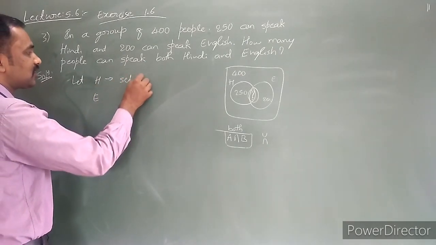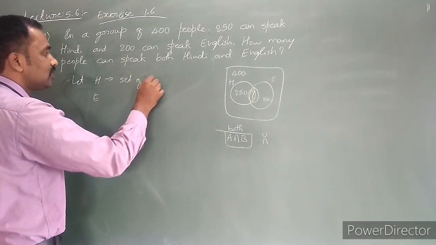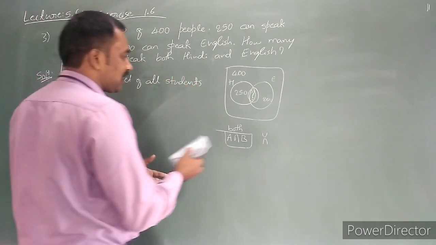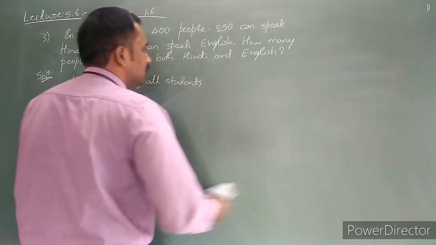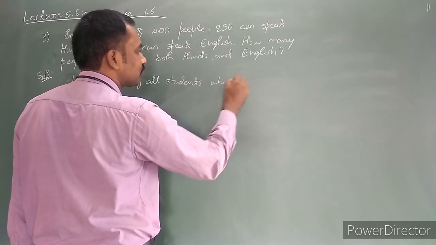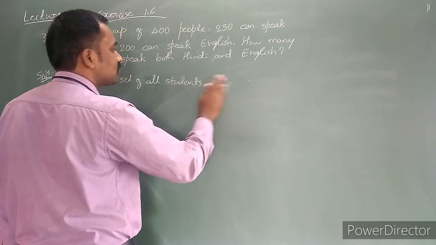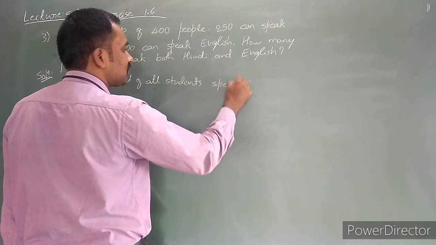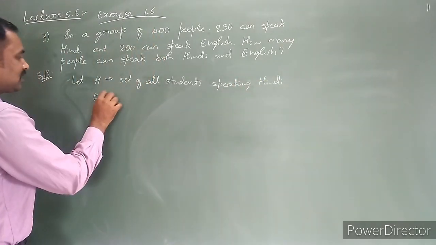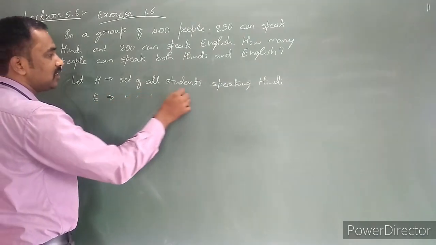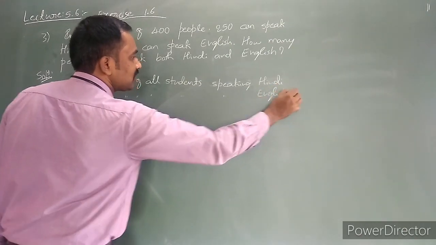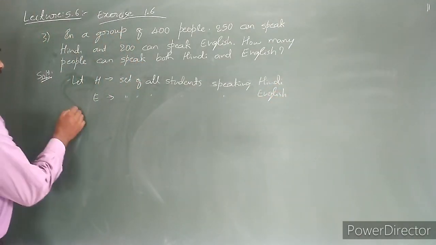H denotes the set of all the students speaking Hindi. And similarly, set E denotes the set of all the students speaking English. You have to mention this compulsorily in the examination. Now write the given thing.